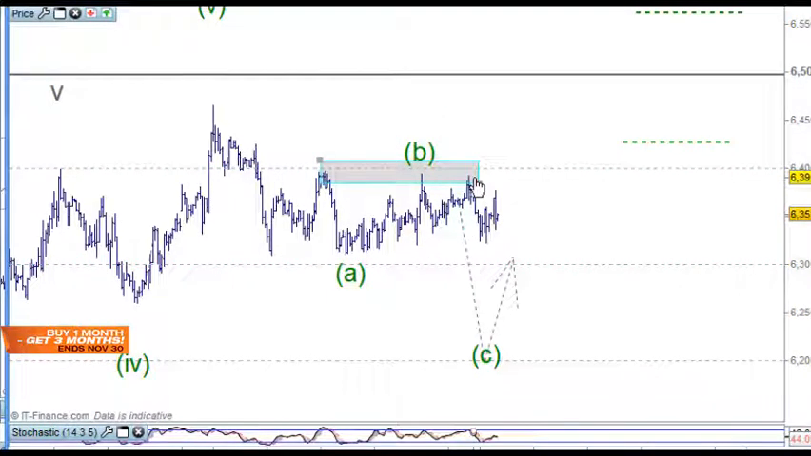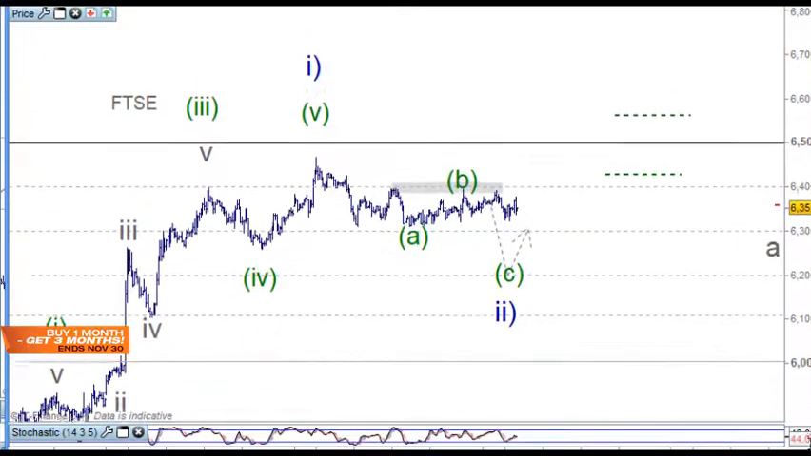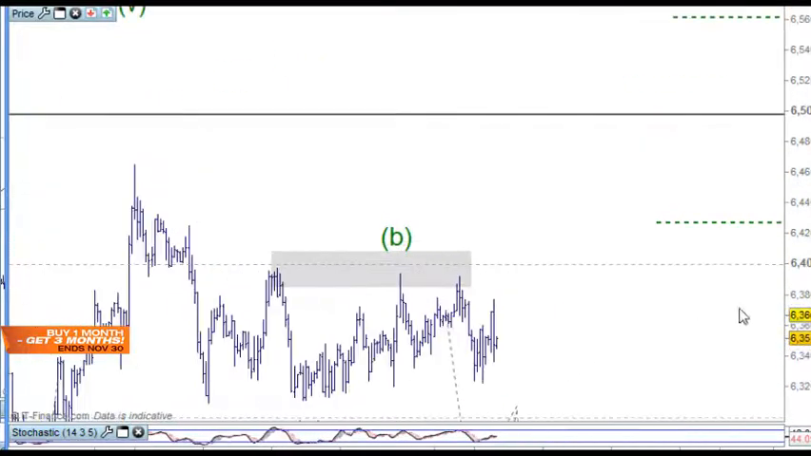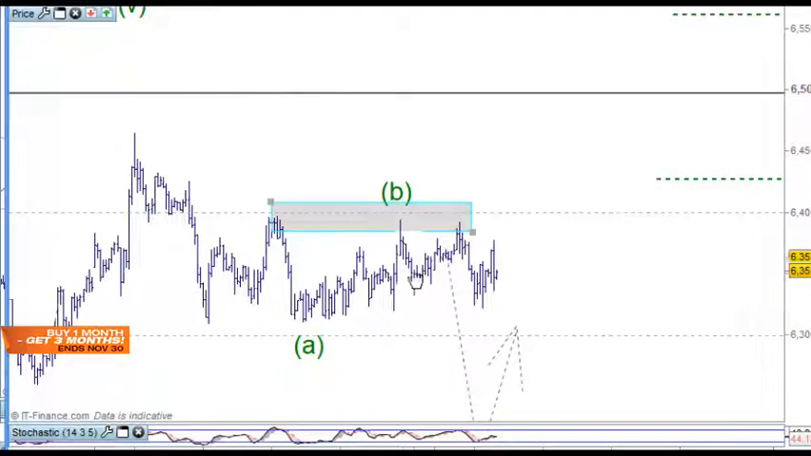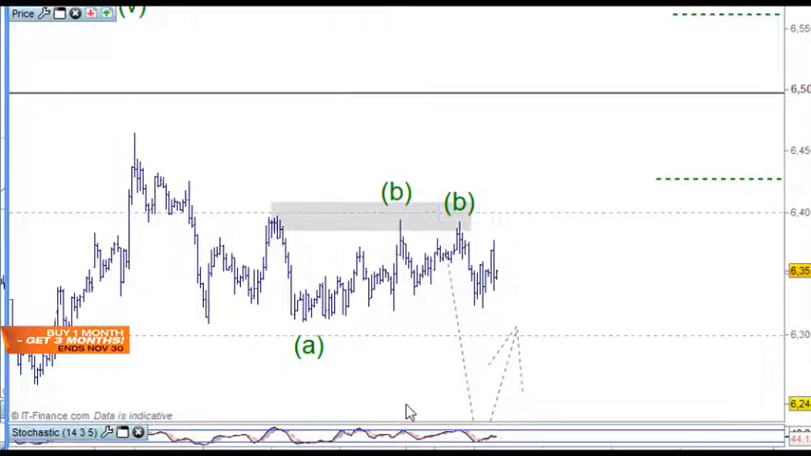We haven't made a new high above here just yet. We would only go long above the 6,400, above the 61.8% mark there, that box. So we're still looking for a move lower in this instance. It's possible to have another correction. It's also possible to put wave B here as well in that instance.